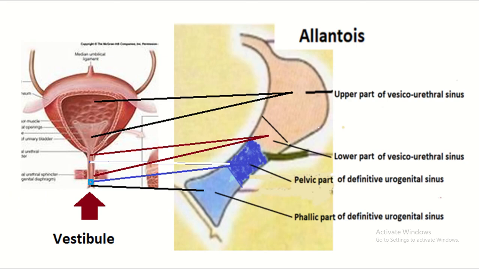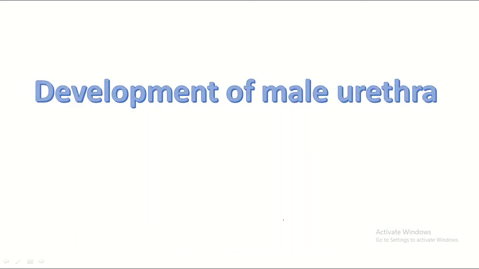So this is the lower part of the vesicourethral canal. It forms most of the female urethra. The distal small part is developed from the pelvic part of the definite urogenital sinus, and the vestibule is formed by the phallic part of the definite urogenital sinus.